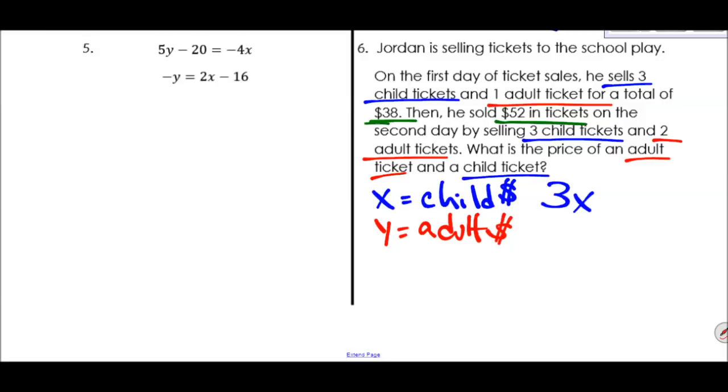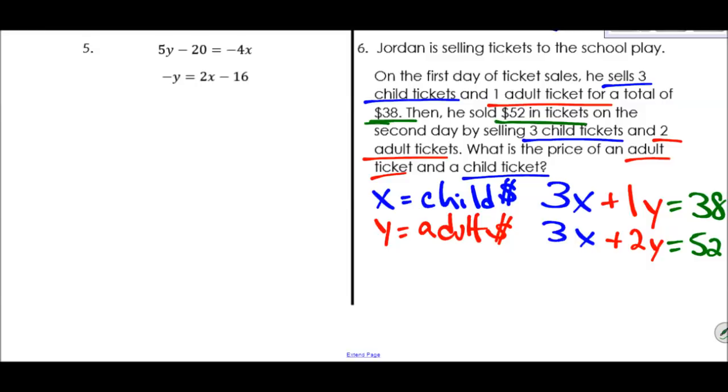We know that we sold 3 of the children's tickets on the first day, and we sold 1 adult ticket. And that adds up to a total of 38. The second one, we know that we sold, again, 3 children's, and we sold now 2 adult tickets. And that added up to a total of $52. So you can see that those are both in standard form already. I would be using elimination here. I would not be using substitution.